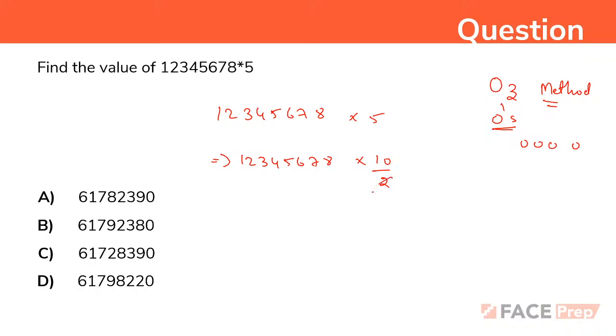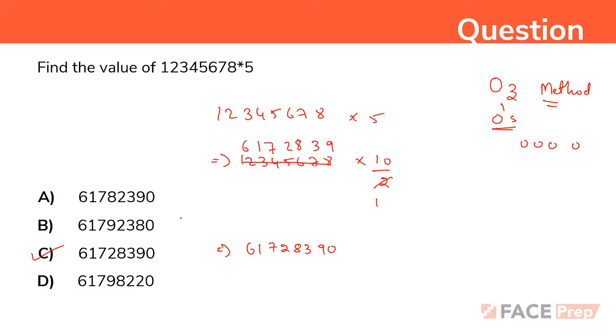So if you look at this one, I can take it as 2 6s, then 2 1s, so 17, 14 will be the remainder, so 2 7s, then 2 2s, so 16 will be the remainder. So 2 8s are. Then again 7 is there. So 2 3s are, 18 will be the remainder. So 2 9s are. So the answer is 61728390. So the answer for this question will be option C.